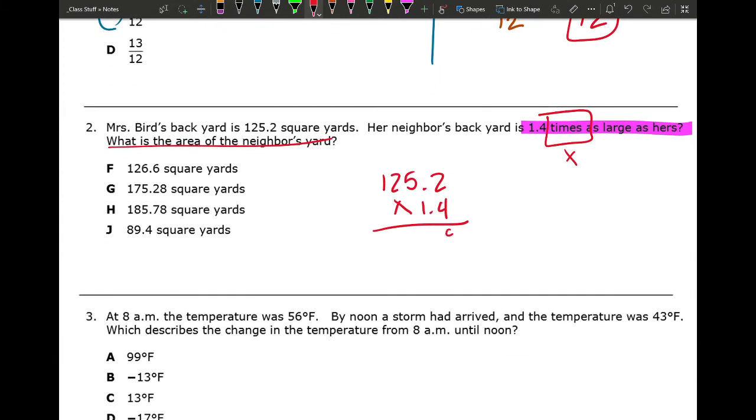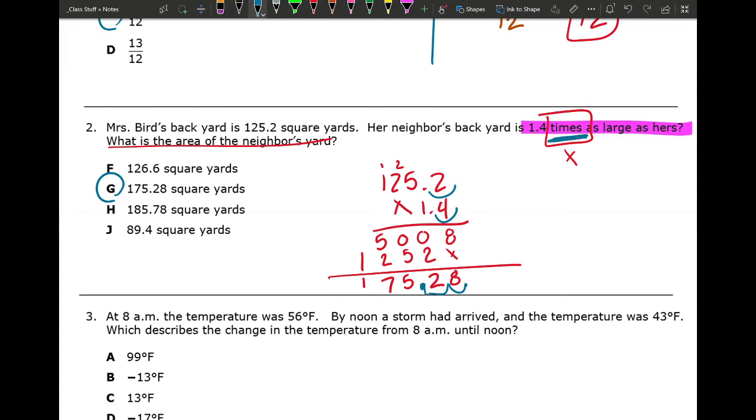So 4 times 2 is 8. 4 times 5 is 20. Carry the 2. 4 times 2 is 8, and 2 is 10. Carry the 1. 4 times 1 is 4, and 1 is 5. And then leave a space right there. So that's a 2, a 5, a 2, and a 1. Then all you have to do is add. So this is 8, this is 2, this is 5, this is 7, and this is 1. Don't forget the decimal places. I have 1, 2. So from here, 1, 2. So my answer is 175.28 yards, which is G. Again, the keyword is right there, times.